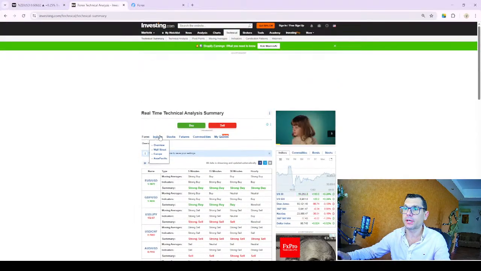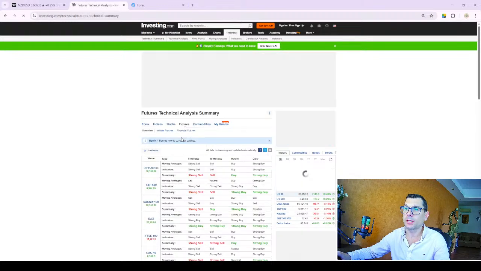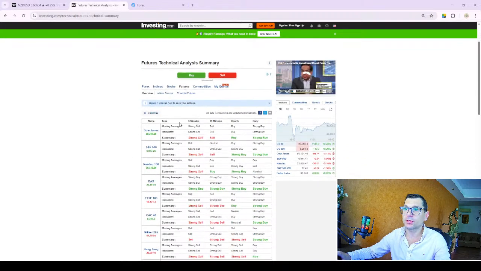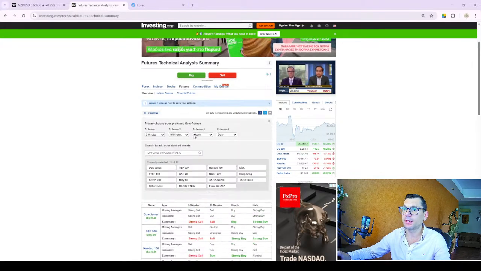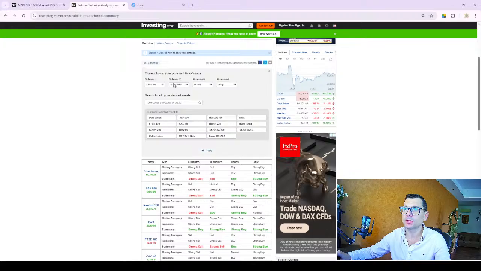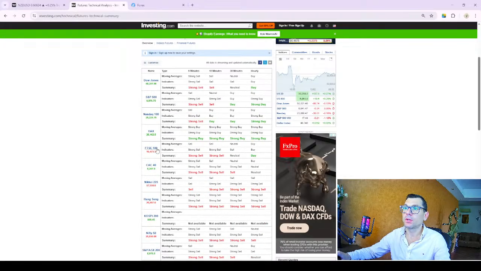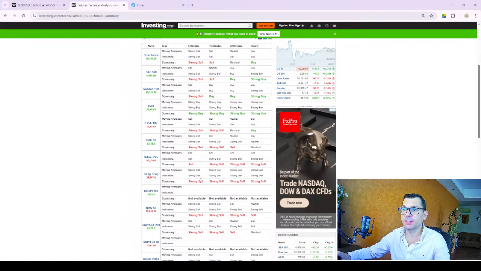All right, let's look at some futures. We're going to look at indices. So today, you see, again, when you're changing something, you're changing the timing. So let's just do that again. 15 minutes, half an hour, and then hourly. Right, hourly. So look at this. DAX is on a strong buy recommendation. Okay, you can see Japanese index is on a strong sell.